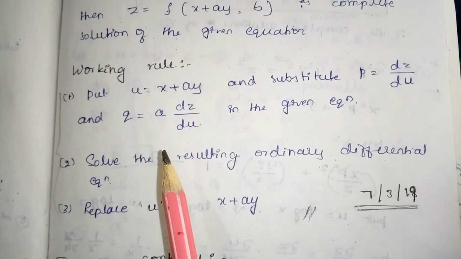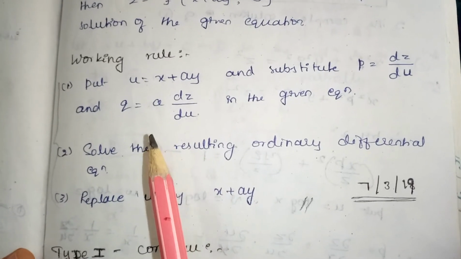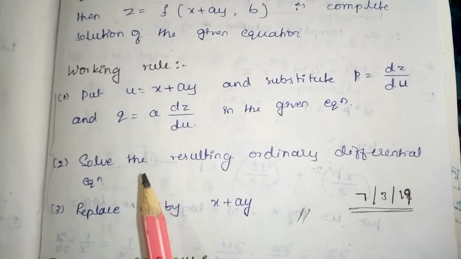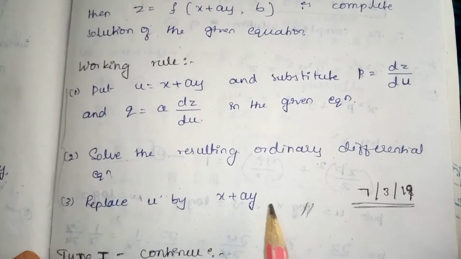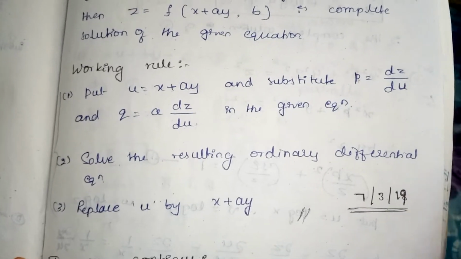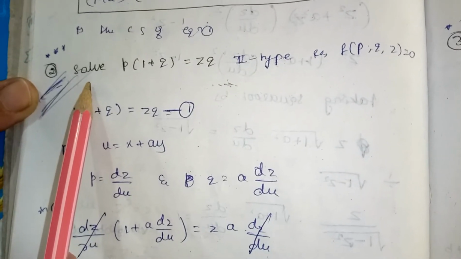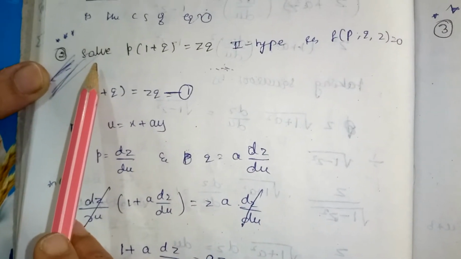You know how to solve the ordinary differential equation. Then you solve by using the previous methods. Then you get the solution. In the solution you have to replace the value of u by x plus ay. Then you get the complete solution of the type 2 non-linear PDE. Next we see an example for the non-linear differential equation of the second type.